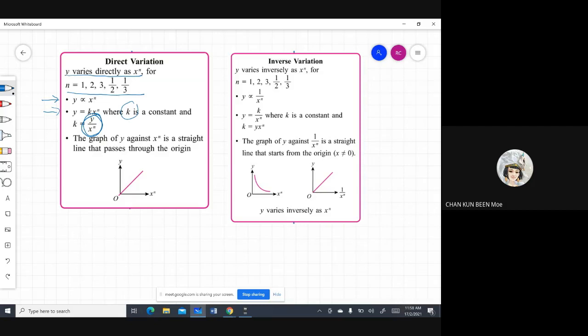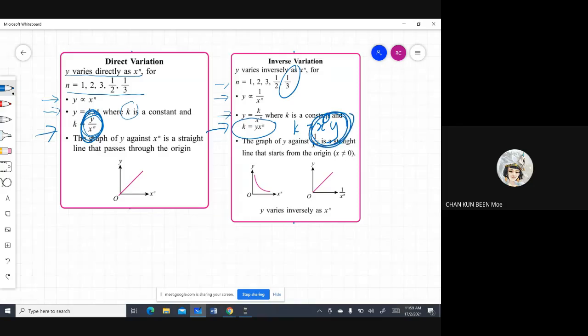Whereas for inverse variation, this is what you have learned, but the k is y times x to the power of n, or it can be xy. Okay, the n can be something else. Maybe 1, maybe 2, maybe 3, or 1 over 2, 1 over 3. Okay, there is a meaning over here. So you got to remember the form of the constant for direct variation and inverse variation. Direct variation is in the form of a fraction. Inverse variation is a direct product.